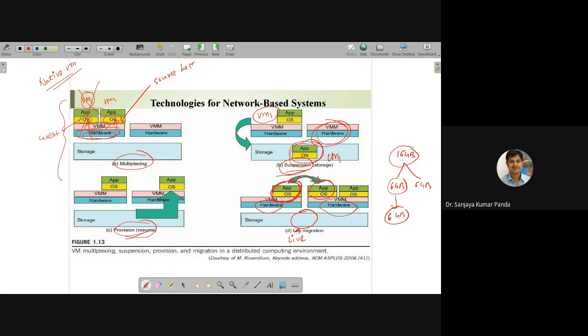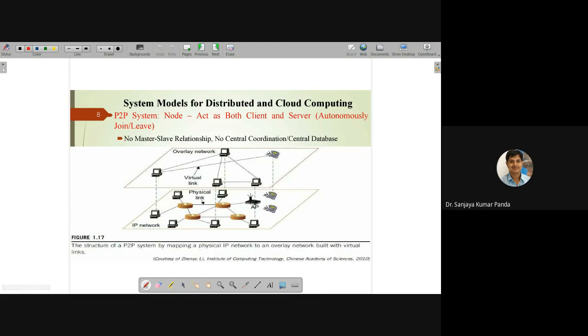Now you can see sometimes the resources are not sufficient. Like we have a physical network, and we want to create a virtual network. Take two organizations, organization A and organization B. Organization A has, let's say, 20 servers. Organization B has 10 servers. But in order to execute an application X, you need 25 servers.